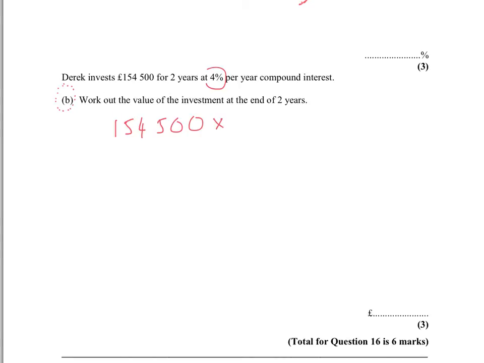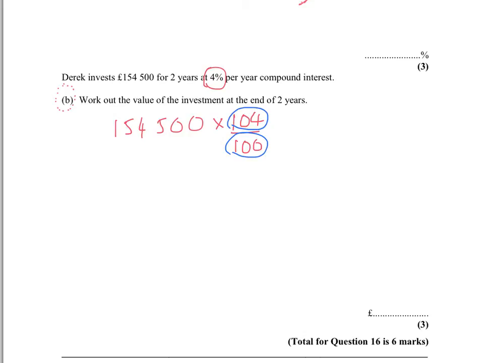So £154,500, well, to find 4%, we divide by 100 and then times by 4. Now, I'm going to show you the proper way of doing this. You can use this as an example if you want, or you can just miss it out. It's not needed for a grade C. If we're increasing this by 4%, what we're looking for is 104%. So that would mean divide by 100 and times by 104.